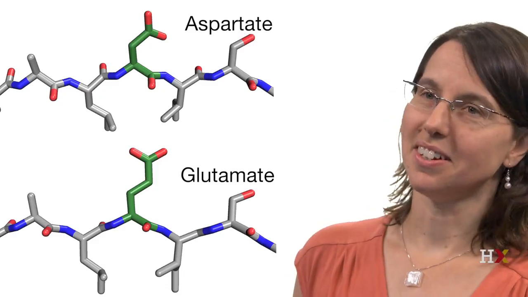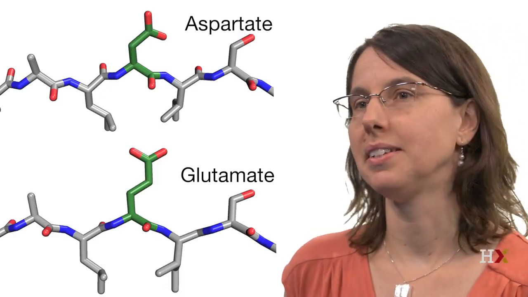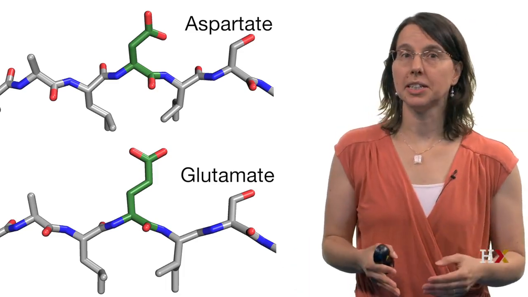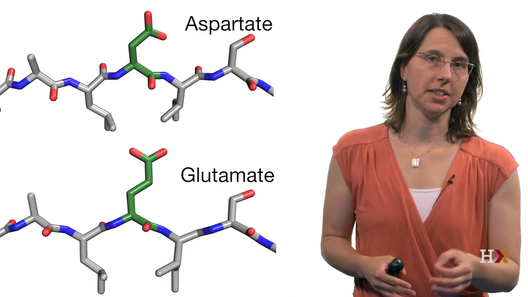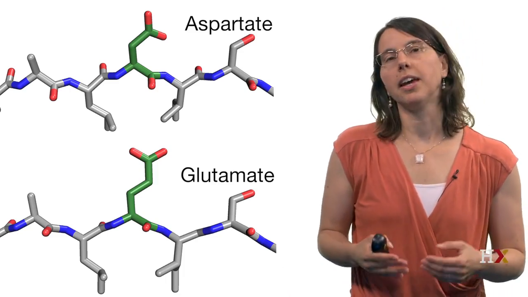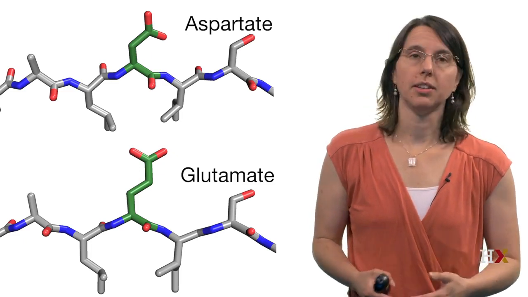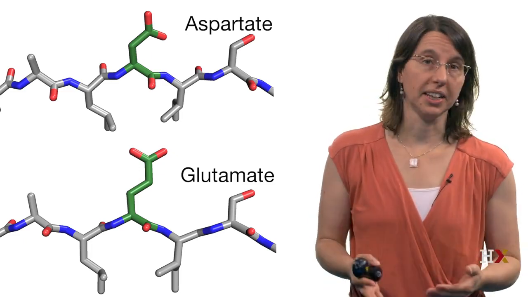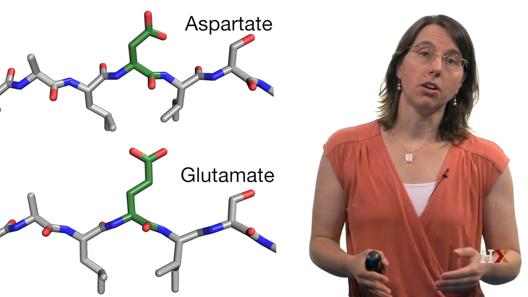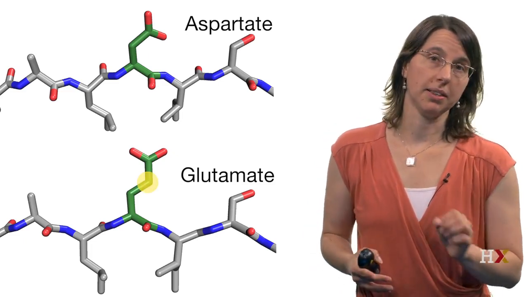So let's start with the 2 acidic amino acids, aspartate and glutamate. They both have a carboxylic acid group at the end of their side chain, or maybe I should say are carboxylate, because at physiological pH, they're ionized and charged, negatively charged. Now, glutamate is longer than aspartate by one methylene group.